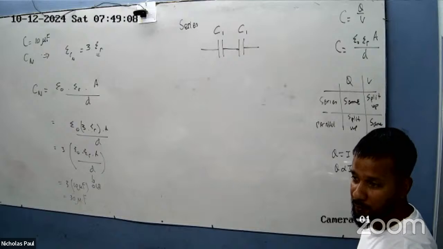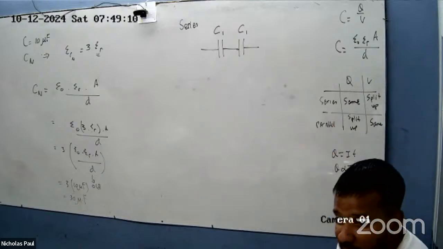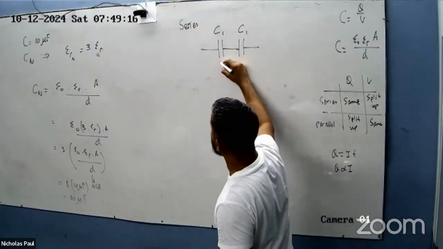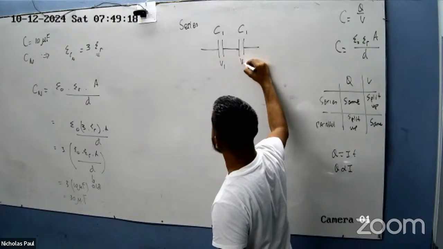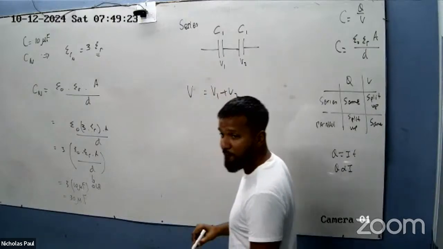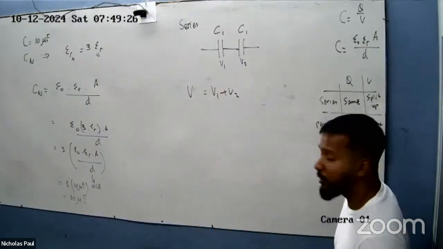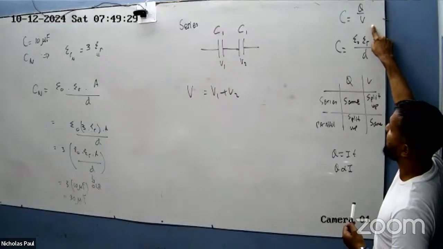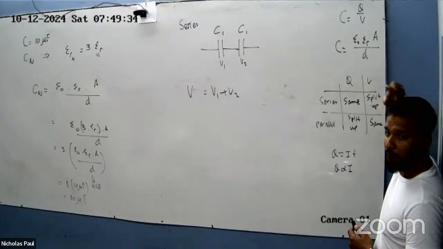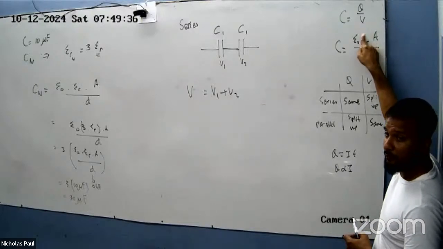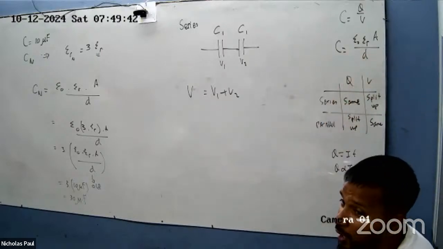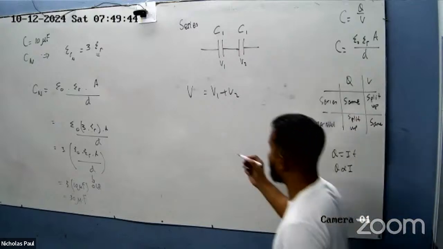Only voltage adds up, right? So if I have a voltage V1 here and a voltage V2 here, when I add up V1 and V2, what would I get? V. So based on this formula here, what is V? Q over C, right? Q over C.